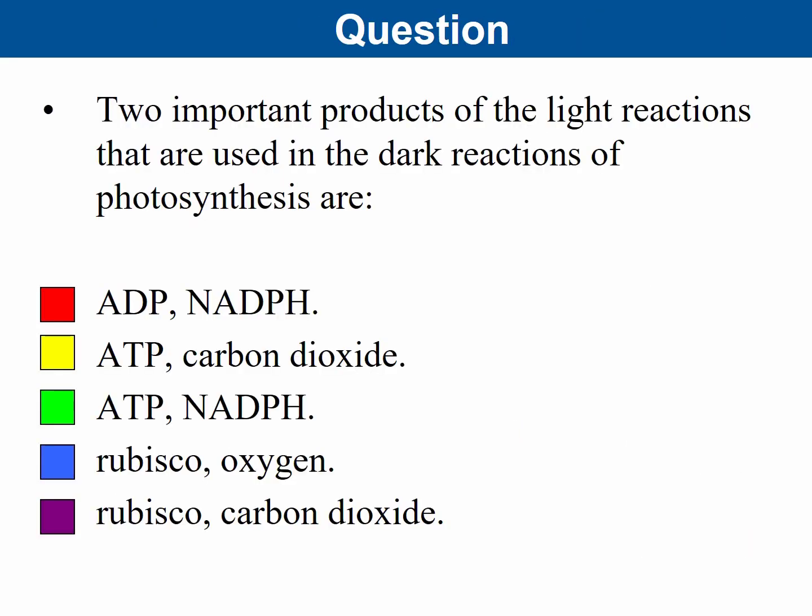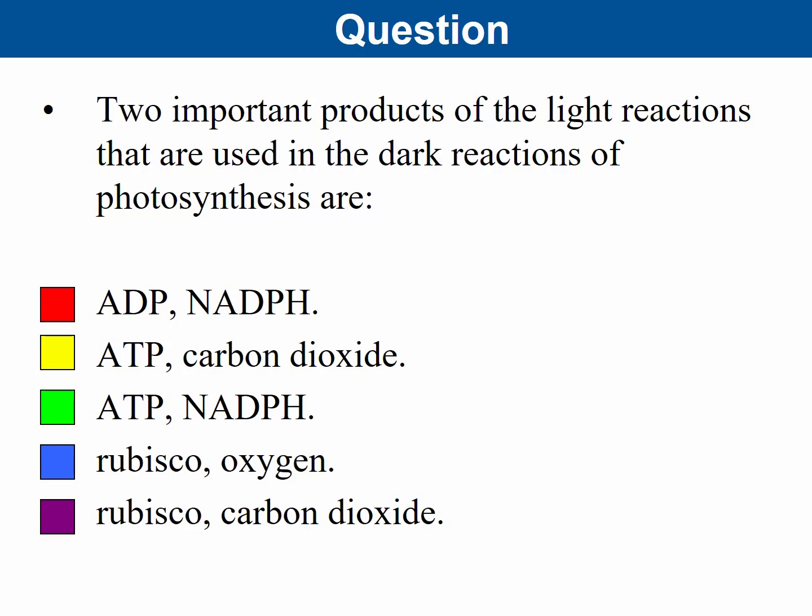So, questions for you. Two important products of the light reactions that are used in the dark reactions of photosynthesis are... go ahead and take a minute and pause this, and when you're ready, push play to listen to the answer.